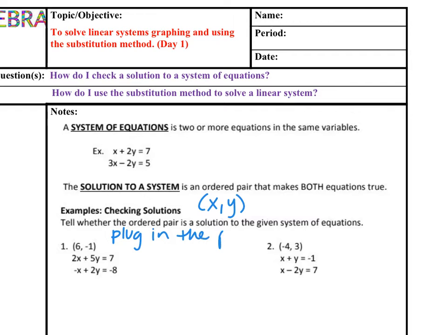So plug in the point and check. We need to check to see that it works for both. If it doesn't work for both and only works for one, it's not a solution because it's a system. They have to work together.